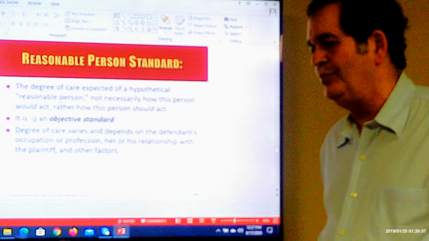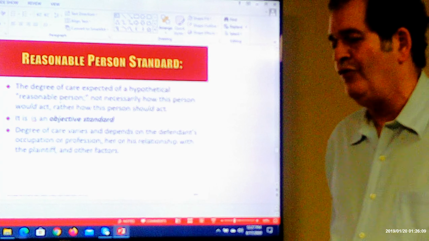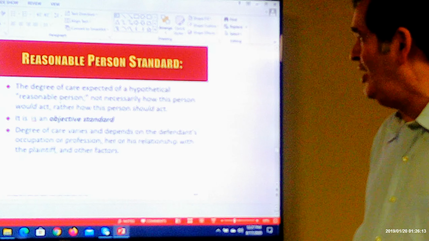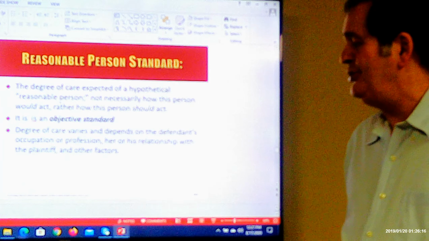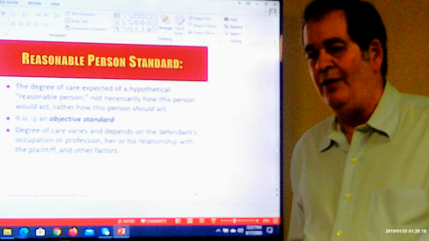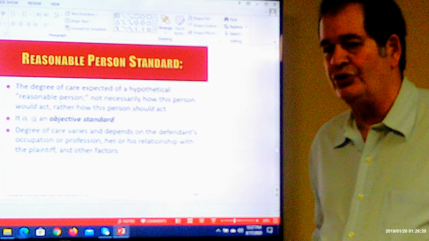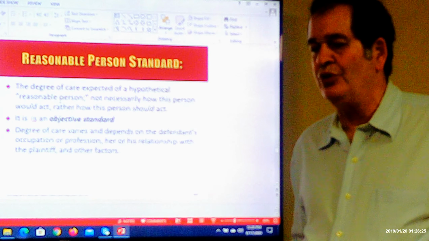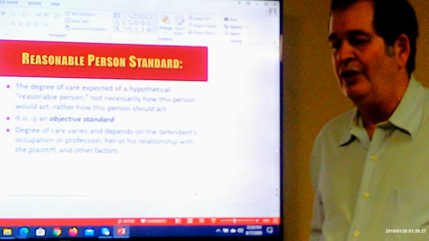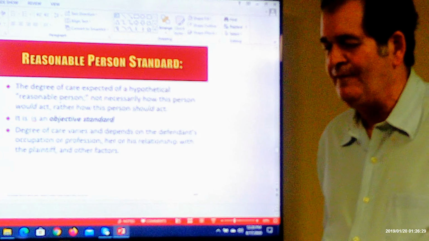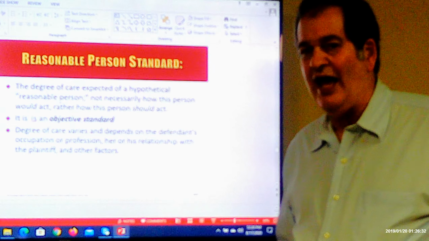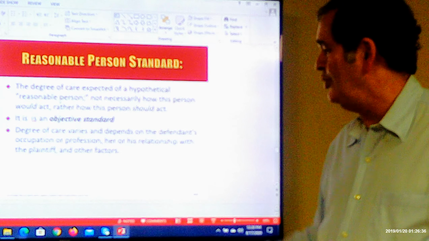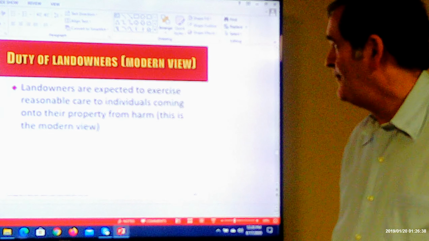Again, we use the reasonable standard criteria for determining duty, and that is how a reasonable person would have acted under the circumstances. This is an objective standard, a hypothetical reasonable person. We don't look at the particular person. So if a particular person has some limitations, perhaps mentally or physically, we don't look at that. We look at a hypothetical reasonable person, an objective standard.